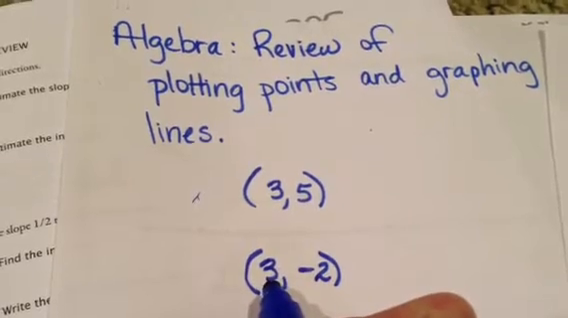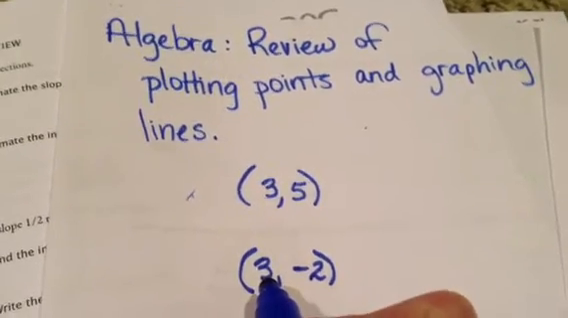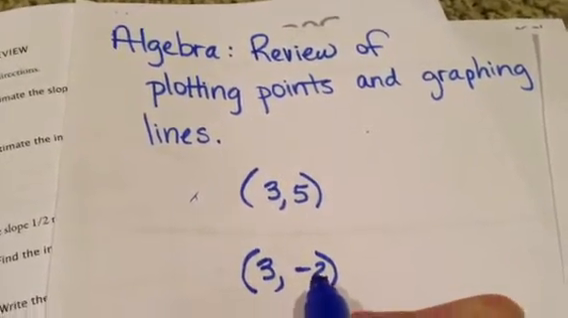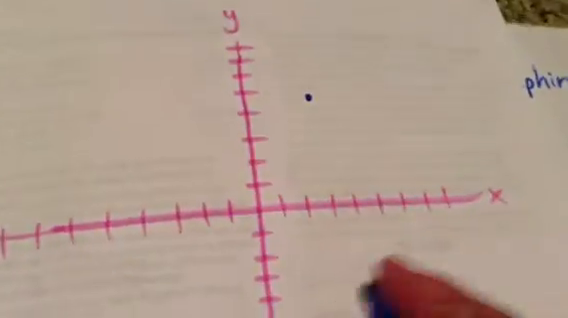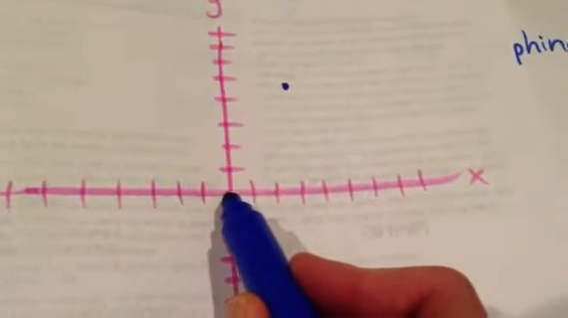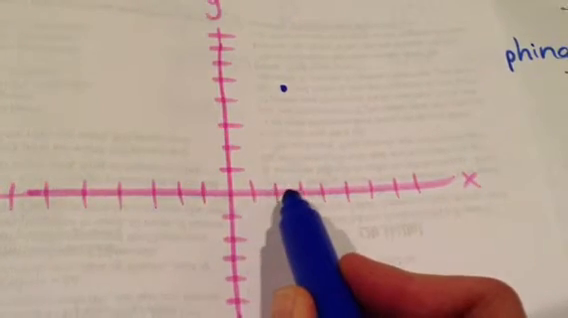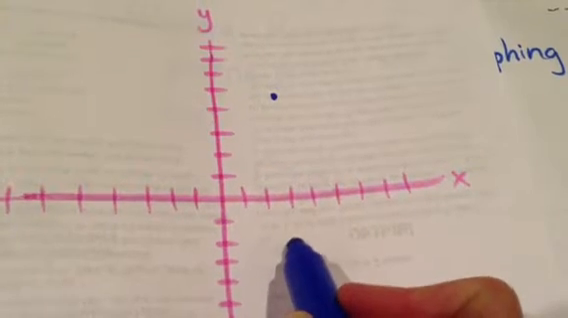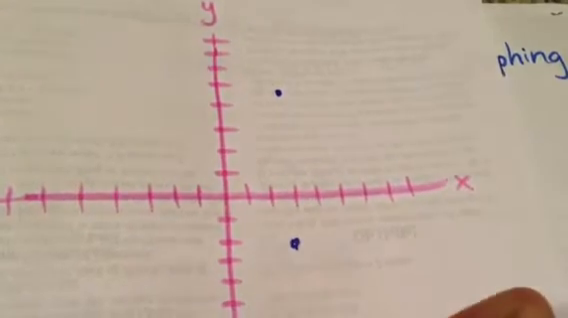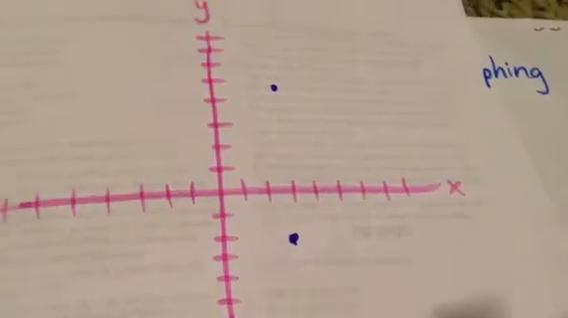So I'm going to go over 3 on the x-axis, and then I'm going to go down 2 because it's a negative 2. So let's practice plotting that point. So again, you always start right here at the origin. I'm going to go over a positive 3 and then down 2, and I'm just hovering until I get to that point, and then it's about there. So that is the point 3, negative 2. Okay? All right, let's try another one. What if I had this point?